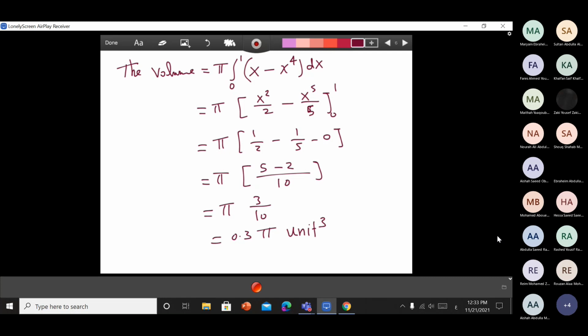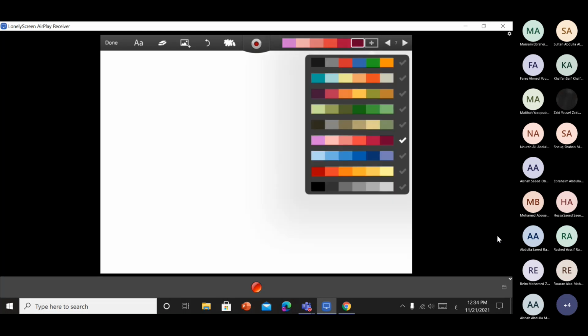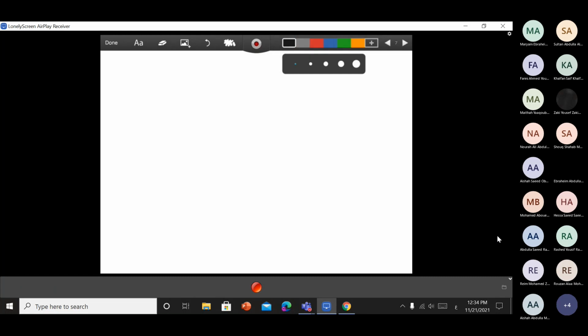Sometimes the disk method is not working. The washer method is not working. So we have the last method. We call it volume by cylindrical shell. First of all, I'll give you this example before we skip to the next one, just to show you why we have another way of finding the volume by revolving. This is the example here.